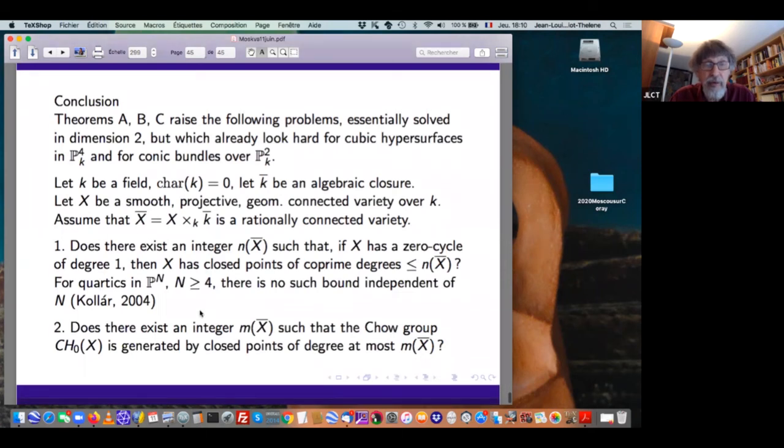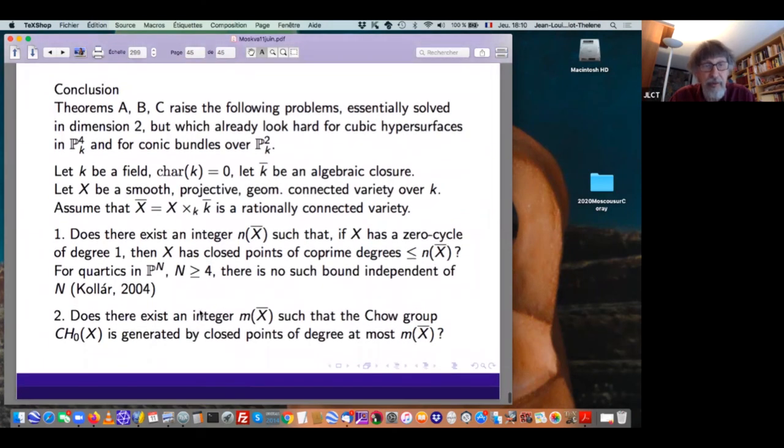And the second question, which is motivated by the theorems we've just seen, Theorem C: does there exist an integer m depending on X bar such that the Chow group CH_0 of X is generated by closed points of degree at most m of X bar? Again, for conic bundles over P1K, Cora and I proved that back in '77. Well, that's the end of the talk, and thank you for listening.